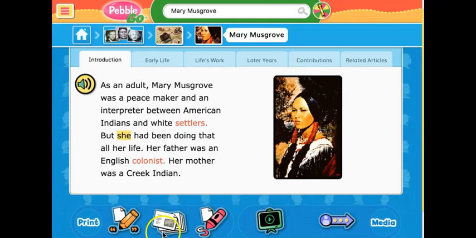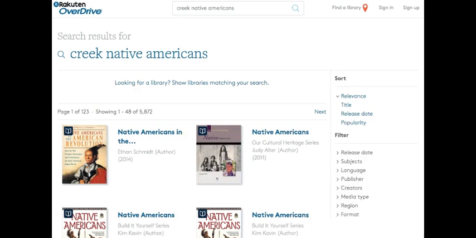PebbleGo also has these articles in which you can print them out. They also have videos where the students can watch videos in a timeline. So there's several media pieces on there for students. Overdrive was another option for the students. Many students did not use this option, but it is a free resource for the students at the school.